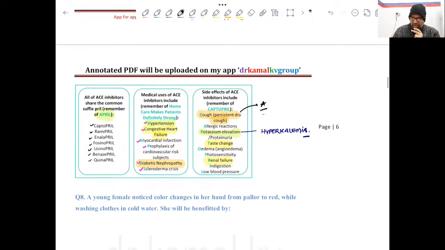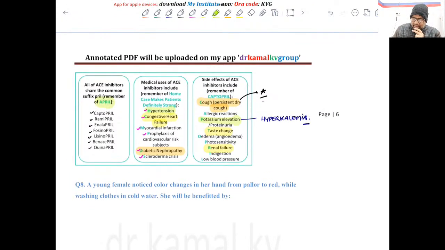Dry cough. Now moving forward, a lady noticed color changes in her hand, and this goes from pallor to red, and is especially seen when she is washing clothes in cold water. Now what is this condition? Color changes, like initially there is pallor, then there is cyanosis, then there is redness.